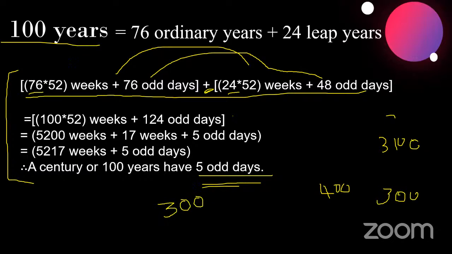For century years, it should be divided by 4. That is enough. You don't want such explanation. Okay? No one will give such explanation. Fine? So we don't need such a big explanation, but still, you should know.